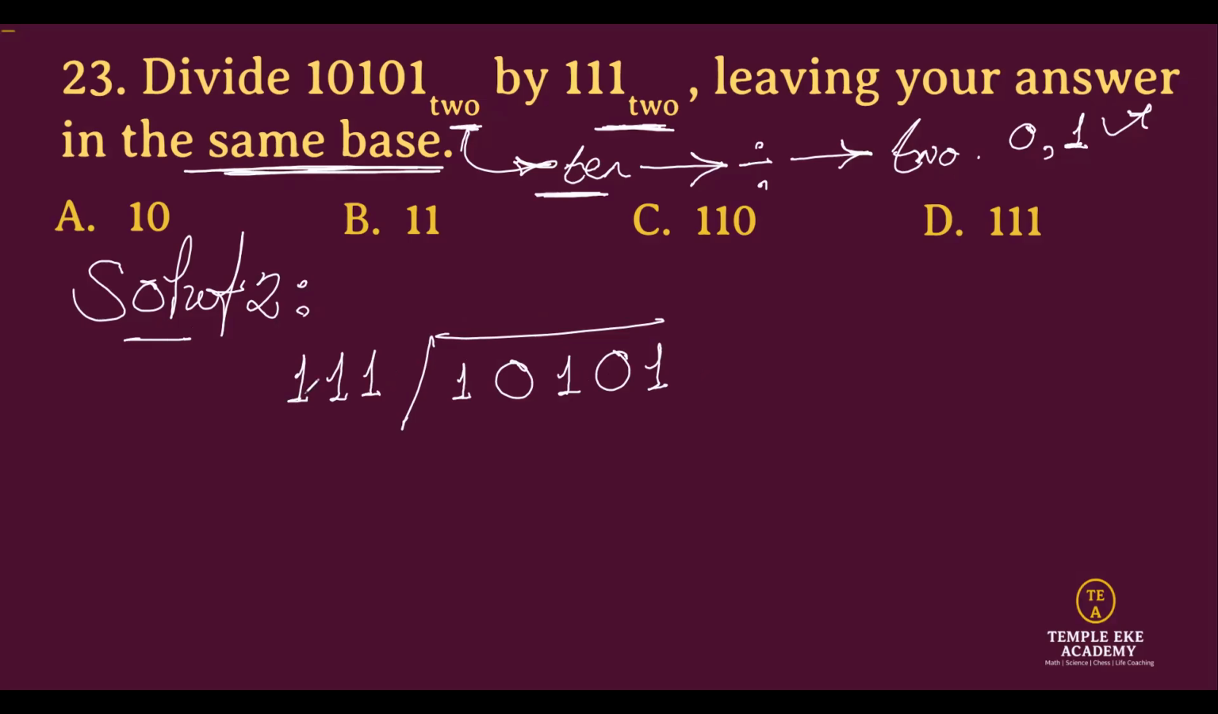Now, let us compare the 3 digits because the divisor has 3 digits. 1, 2, and of course 3. So we want to compare this to the first 3 digits in this number. And of course, because of the middle 0, we see that 111 is actually greater than 101, and the division will not be possible in this case.